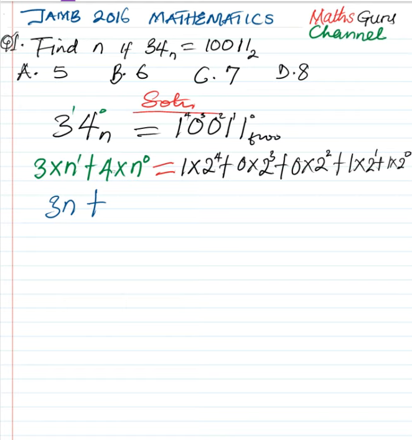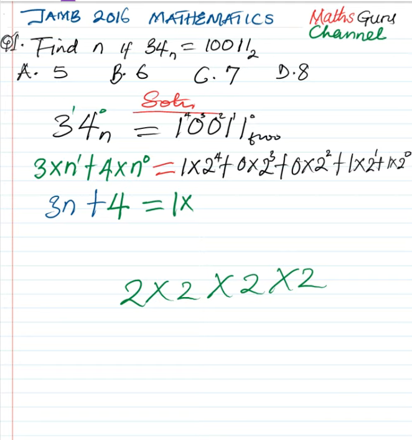So we have 4 times 1 to be equal to 4. Equal to 1 times 2 raised to the power of 4. That is 2 times 2 times 2 times 2. 2 times 2 is 4 times 2 is 8 times 2 is 16. So 2 raised to the power of 4 is 16. So we have 16 here.